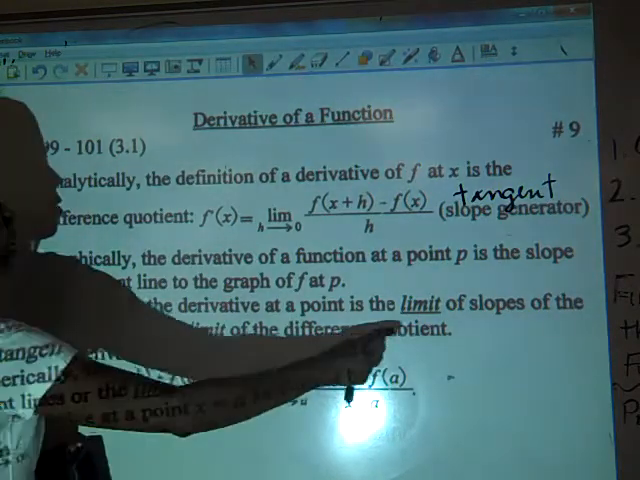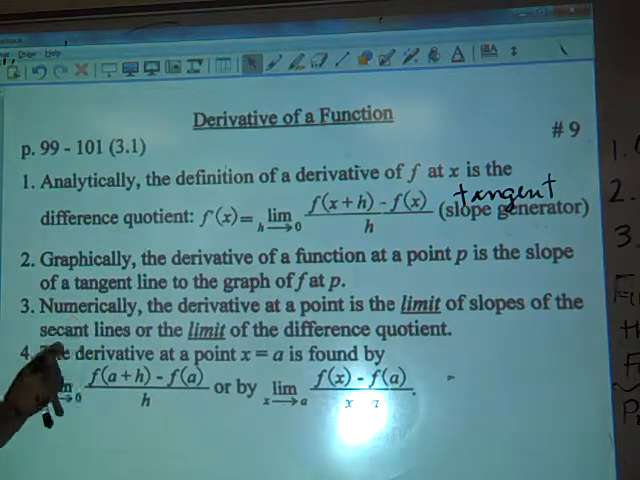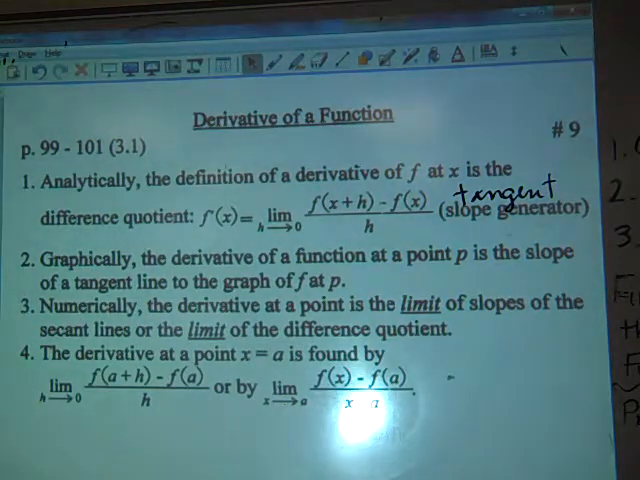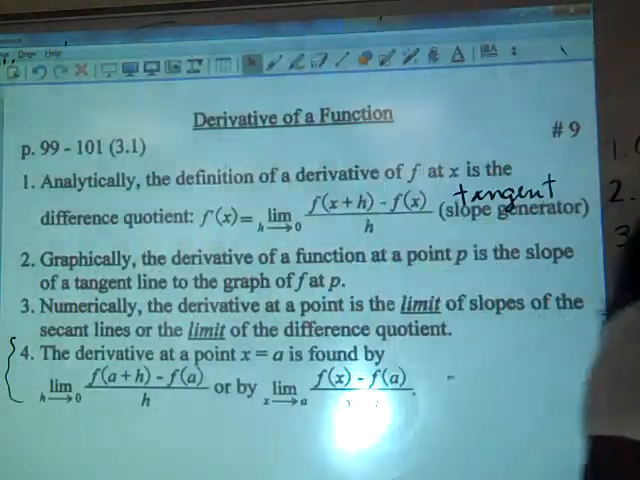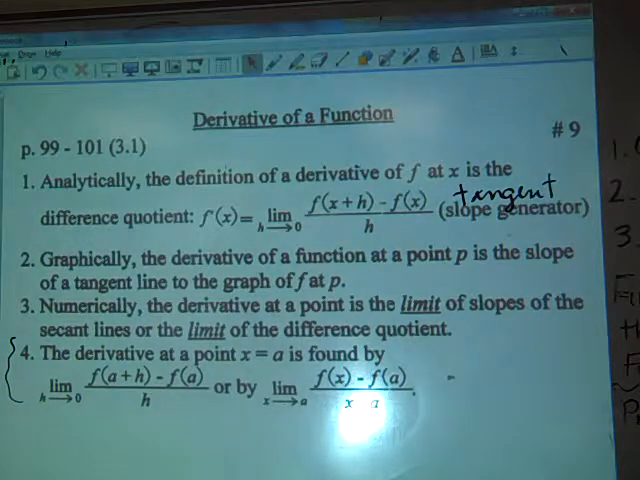Numerically, the derivative at a point is the limit of the slopes of the secant lines. That's what we did. Here, the only difference, the derivative at a point is what happens when you plug a number in there. Okay, and this will come up again on another note card, so we'll talk about that soon. Let's actually do something with that on an example problem.